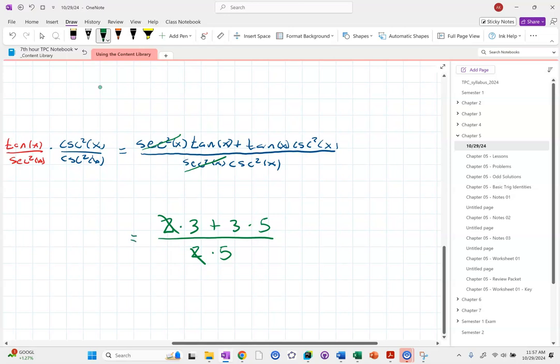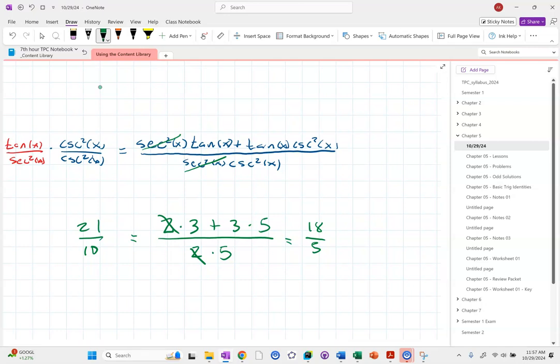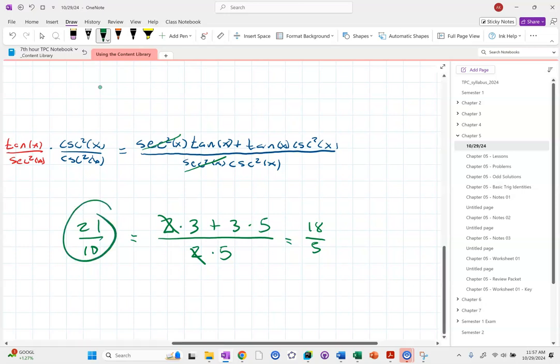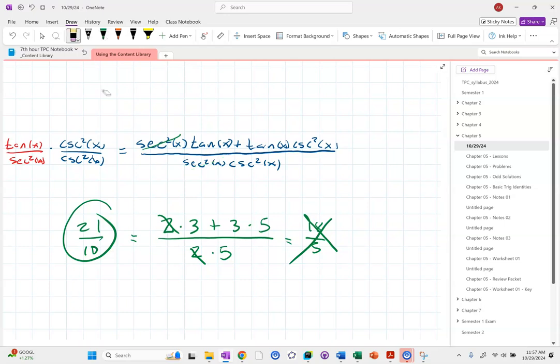Okay. So if I don't do that, I'm going to have 6 plus 15, that's 21, over 2 times 5, that's 10. If I do that, I'm going to have 15 plus 3, that's 18 over 5. Is 21 over 10 equal to 18 over 5? No, right? This one we know is right because we didn't do any reducing to get it. This one has to be wrong. Can we reduce this way? No.